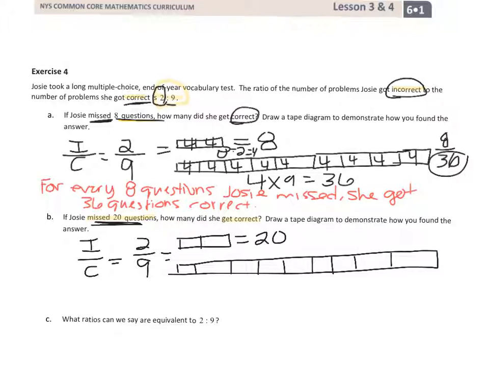Well, if she missed a total of 20, then how much will each of those parts have to be? Well, 20 divided by 2 is 10. So we're going to put 10 inside each of those. So 10 and 10. If there's 10 in each of those, since they have to be equivalent, then that means we have to put 10 in every single one of these. So let's put 10 in all of these here.